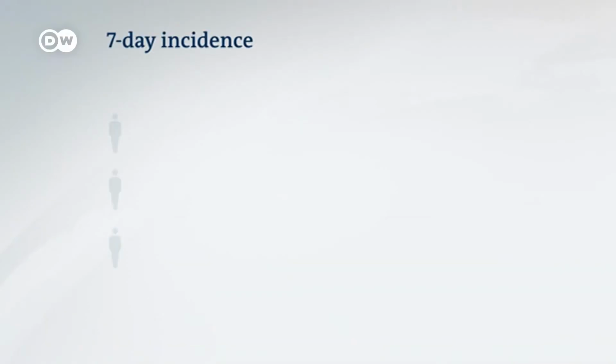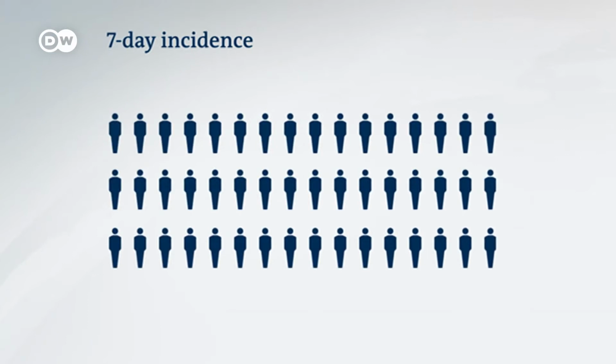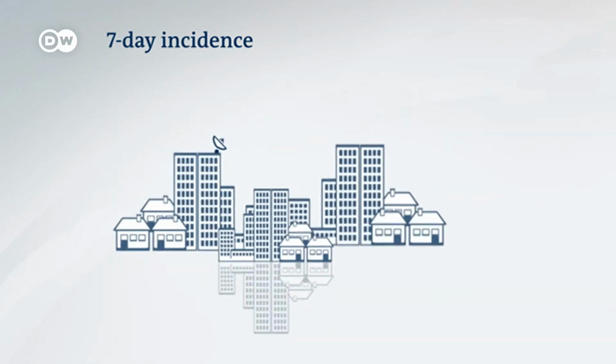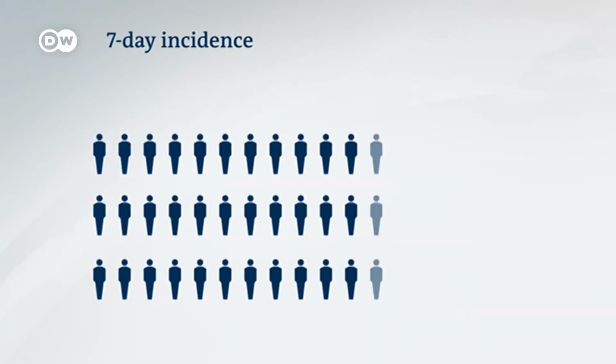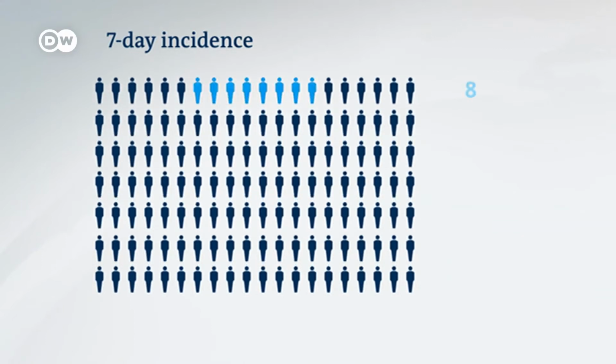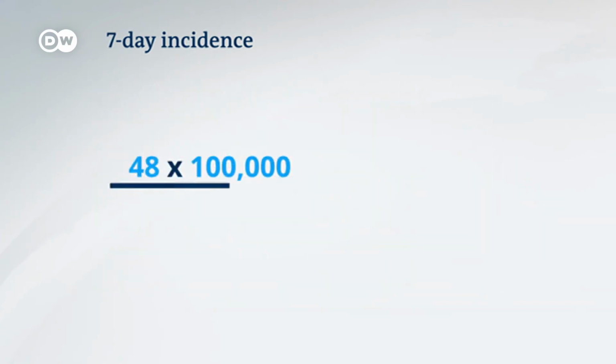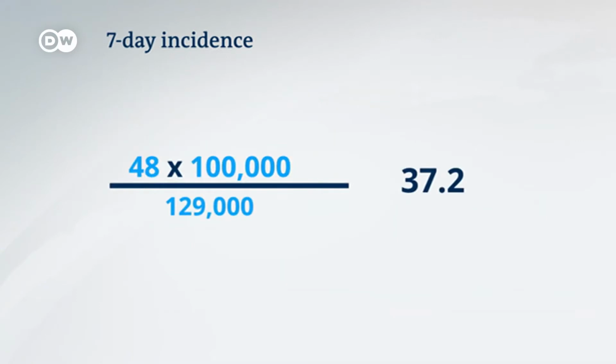The 7-day incidence indicates how many people tested positive within 1 week, measured per 100,000 inhabitants. For example, let's assume a city with 129,000 inhabitants has this number of positive tests in 1 week. We add up all the positive test results. And then the 7-day incidence is calculated: 48 times 100,000 divided by 129,000 inhabitants, giving an incidence of 37.2.